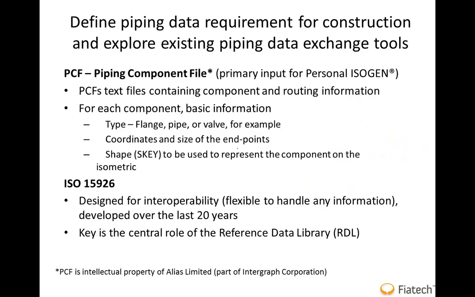Now, if you want to explore the piping data world by itself, we can see that currently in the market, most of the 3D authoring tools use the IsoGen to produce the isometric, or the 2D isometric drawing, out of the 3D model. And with those exported data, there is always a file format called piping component file, PCF, which is a text file and contains the majority of the data required to understand what is meant by this isometric.